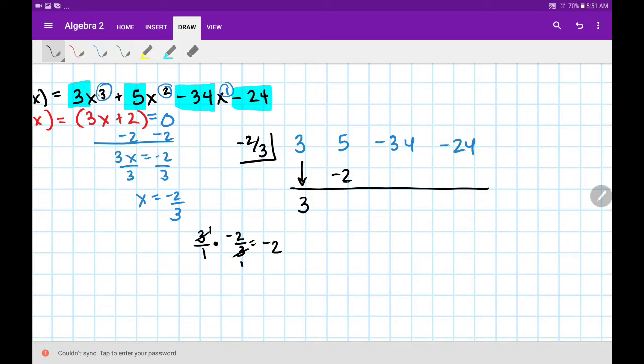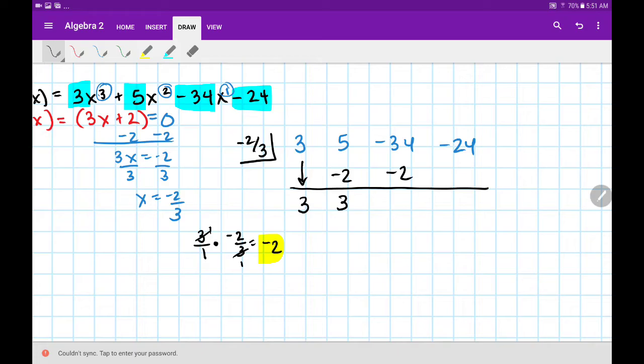Combine like terms, 5 minus 2 is 3. And now I have to multiply again. Well, we just did this. 3 times negative 2/3 is negative 2. We just did that over here. We don't need to show our work again.